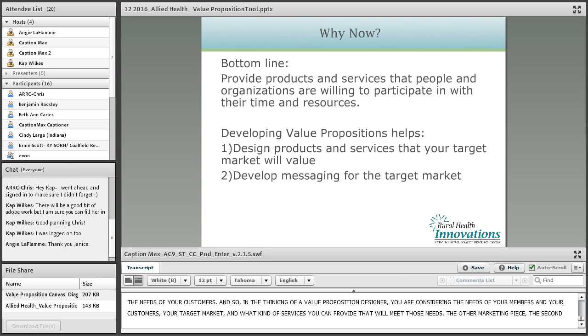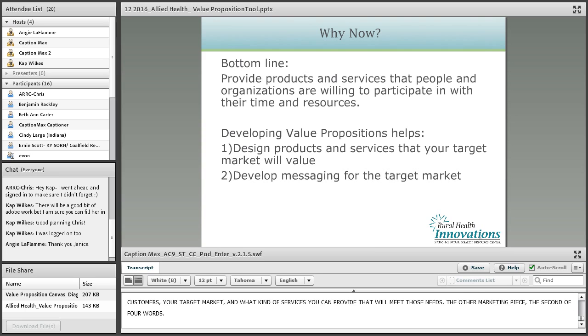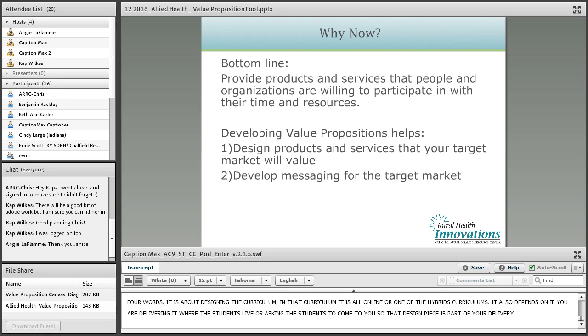Place is the second of the 4 P words, and that's really about delivering your product and service. And for you guys, it's about designing the delivery of your curriculum. So is it an in-person curriculum, is it all online, or is it one of your hybrid curriculums? It also depends on whether you're delivering it where the students live or asking the students to come to you. So that design piece is part of your delivery decisions.